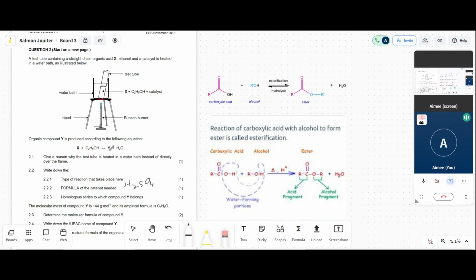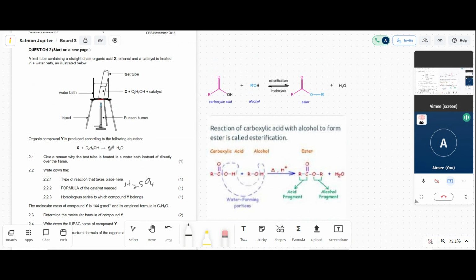So you need to study functional groups, homologous series, and the suffixes for IUPAC naming. Those are all things you have to have in your mind. Okay, I'm just going to write esterification here for this answer, just in case you are unsure. That's for 2.2.1.